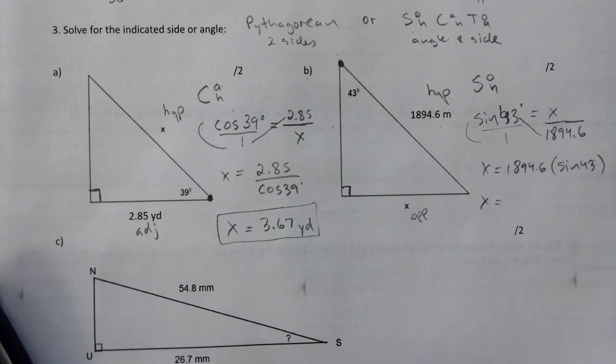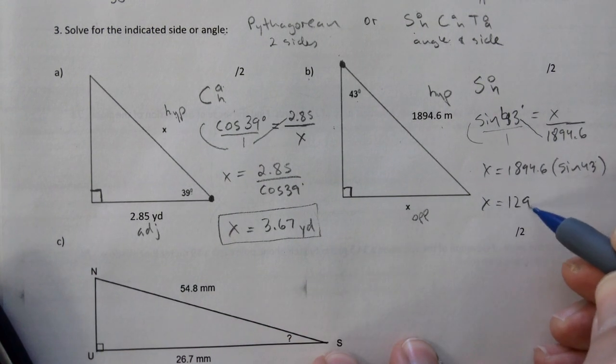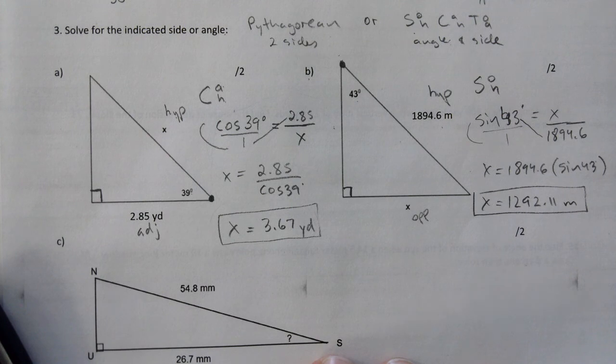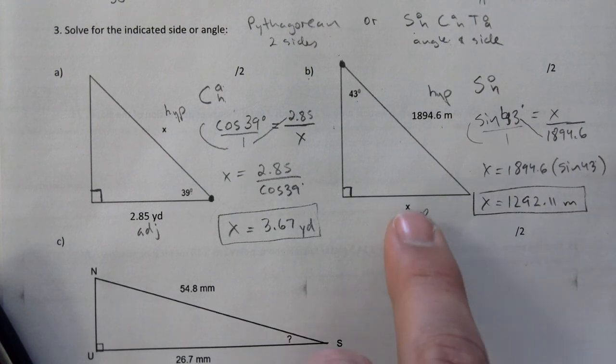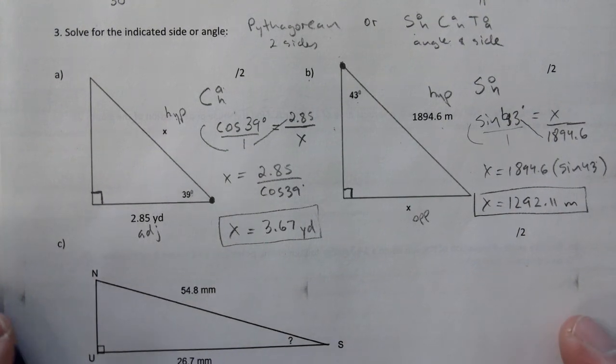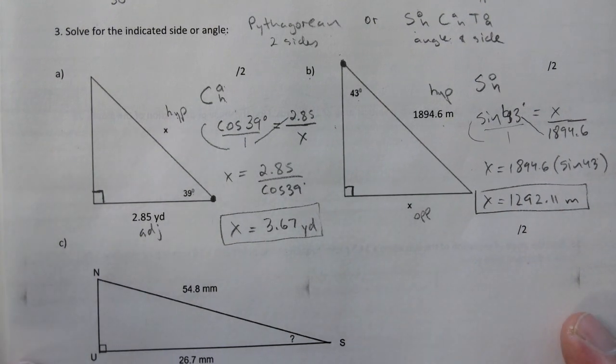Oops. And that is 1292.11, and we are in meters. So there's your answer in that case. And it makes sense. It should be shorter than the hypotenuse, right? And there you have it.